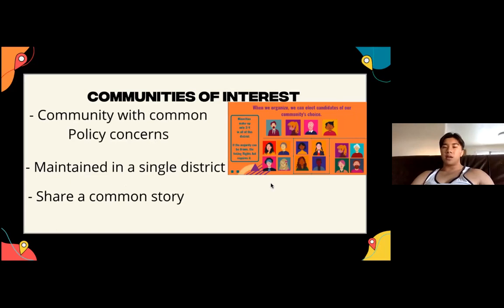So an important term in redistricting, at least for us, is communities of interest. Communities of interest are communities with common policy concerns. Usually we want them to be maintained in a single district, and they share a common story. Examples of a community of interest would be a Chinese community, or a community of people who shop at the same grocery store, attend the same church, or go to the same school. So a community of interest is just a community that has something in common.